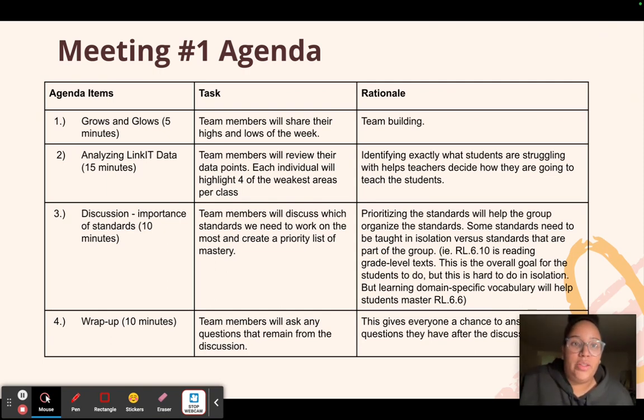So for our first meeting, the agenda would be grows and glows. That's how we're going to start every meeting. And the rationale is team building, but really and truly, it's not so much a team building thing, more of a vent session. I've come to realize that if at the beginning of meetings the teachers are not given that time, nothing is going to happen for the rest of the meeting.